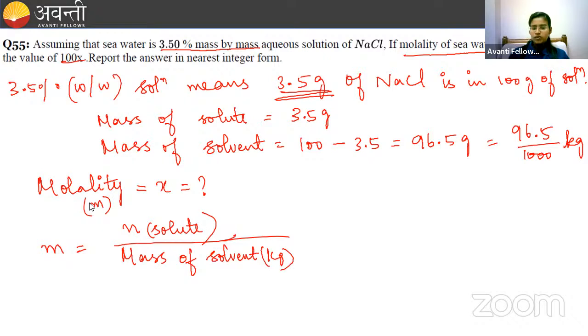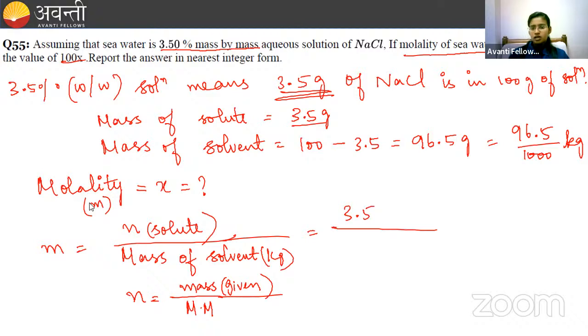Okay. So the number of moles is written as the given mass divided by molar mass, right? The given mass of the solute is 3.5 gram. And the molar mass for NaCl we have to calculate. So for sodium, it is 23. And for chlorine, it is 35.5. So if I calculate, I will get 58.5 as the molar mass value for NaCl.